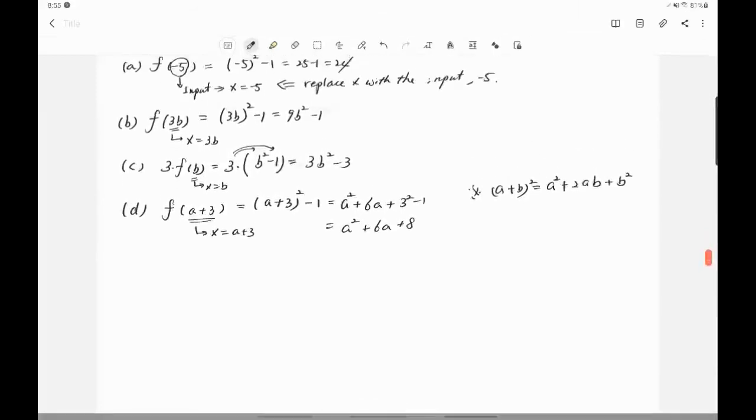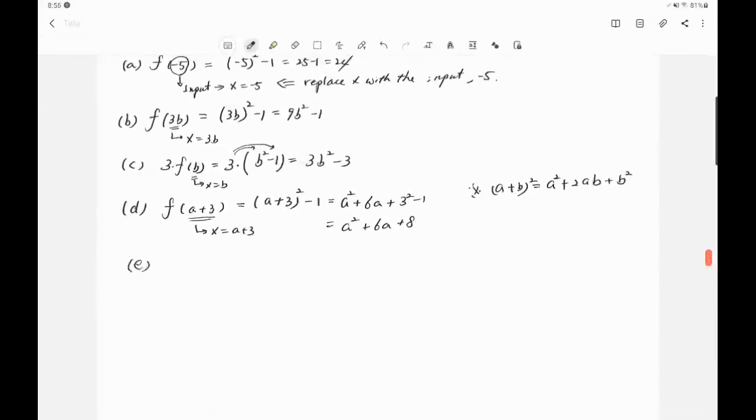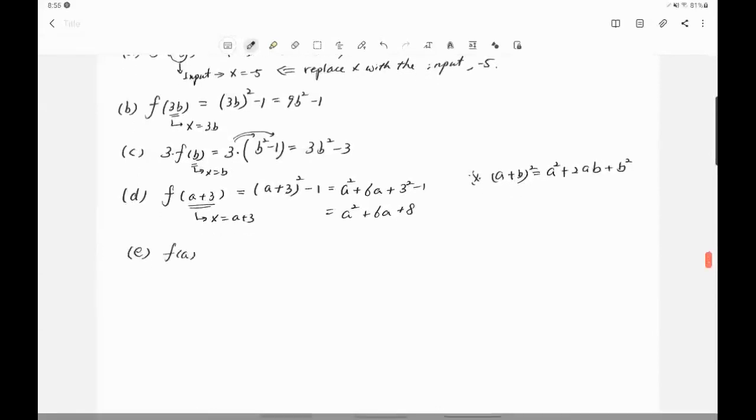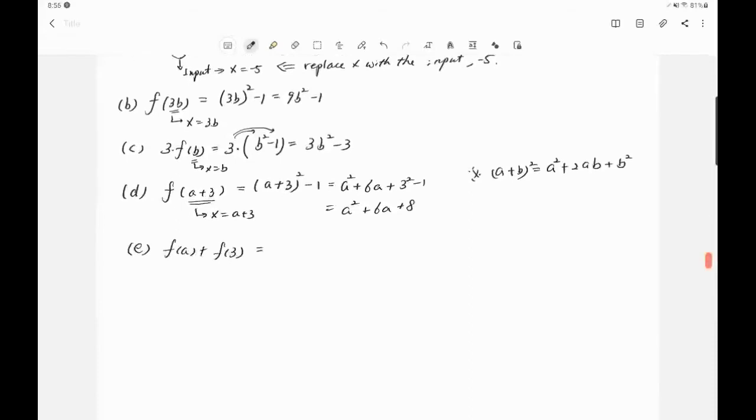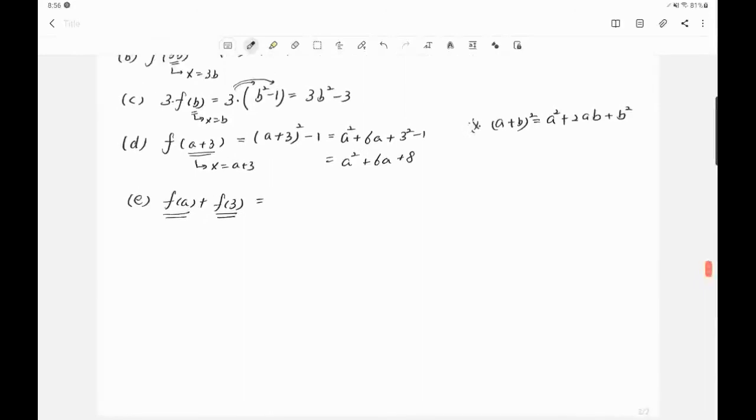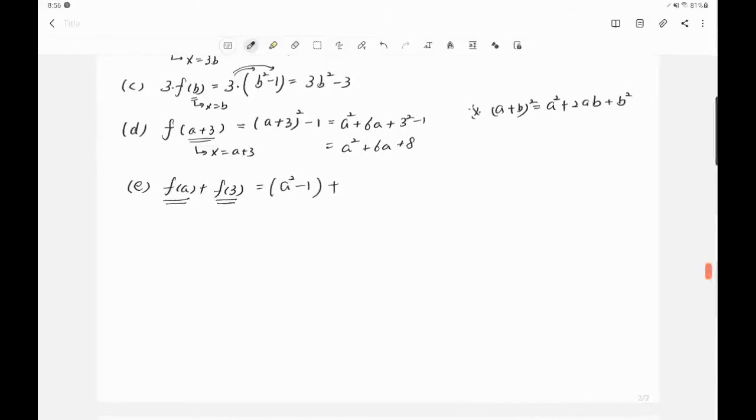All right, how about next one? Okay, next one is f of a plus f of 3. Look at this. We are adding two y values. The first y value will have the input a. So let's plug in a squared minus 1. This is f of a, right? And then for f of 3, 3 squared minus 1.